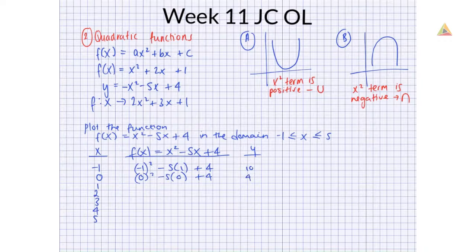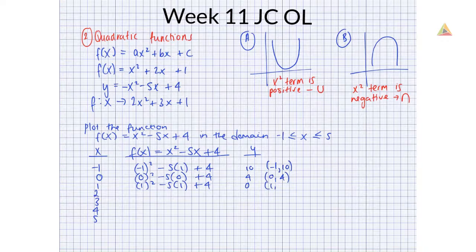Now I'm just going to write out the couples or the pairs as I go. So -1 and 10 is the first point. 0 and 4 is the next point. Next one is going to be 1 squared minus 5 by 1 plus 4. And again, when you put that into the calculator, you'll get 0. So this point here is going to be 1, 0. Next point then is 2 squared minus 5 by 2 plus 4. And that will give us -2 when you put it into the calculator. So the point is 2, -2.